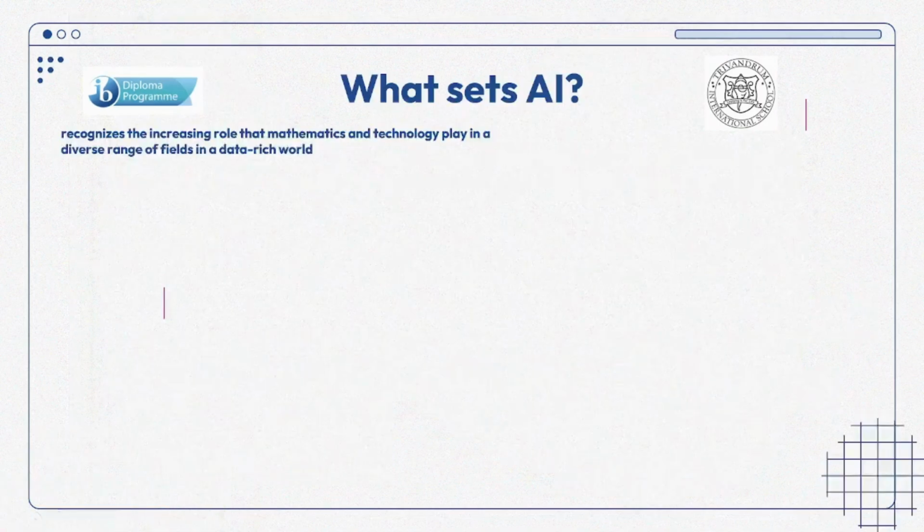Application and interpretation. What sets application and interpretation, or AI, apart? It recognizes the increasing role that mathematics and technology play in a diverse range of fields in a data-rich world.